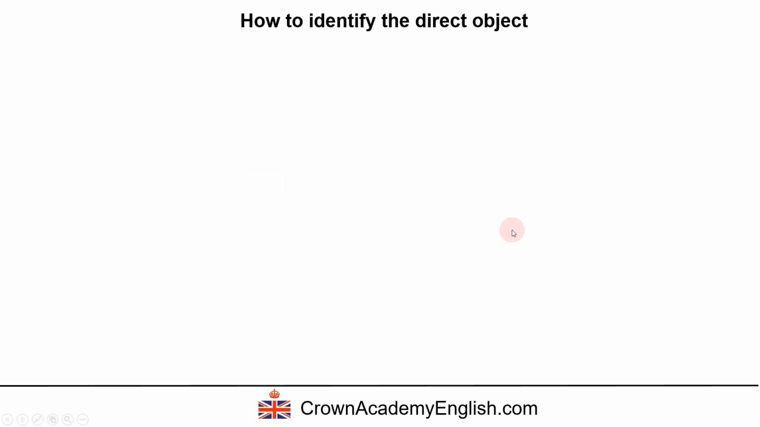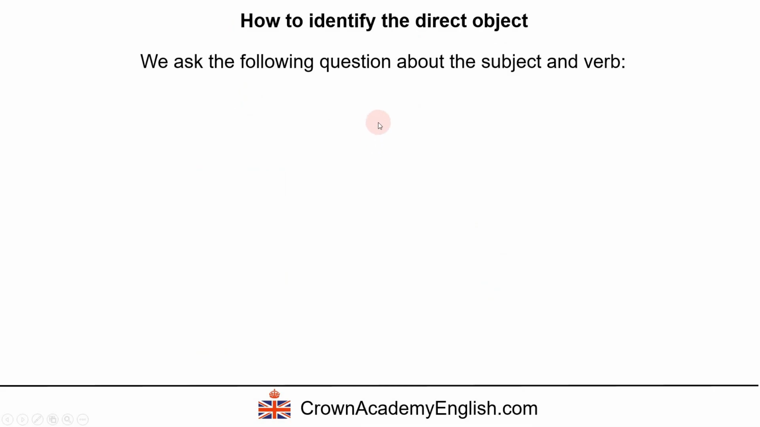Now, how to identify the direct object? How do we know which word is the direct object? Well, we have a special question. We ask the following question about the subject and verb. The question is, what or whom? We ask what if it is a thing and whom if it is a person.